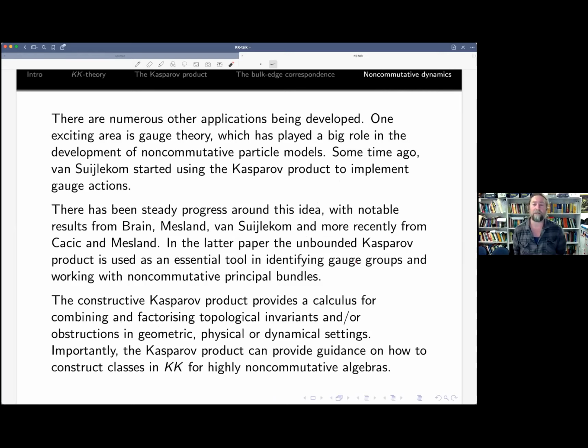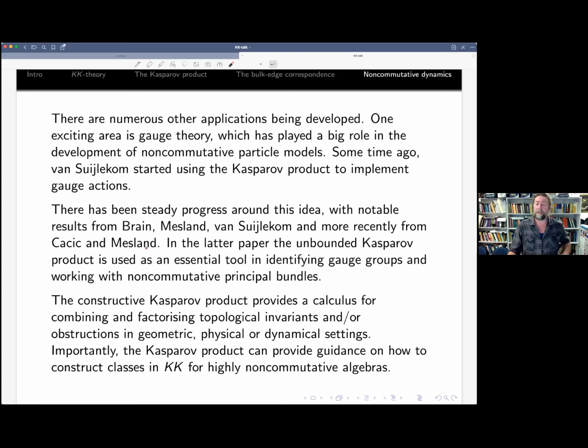Walter, whose smiling face I can see right there, started using Kasparov products to do gauge theory some time ago. I can't remember how long ago now. And there's been steady progress around that. I mentioned the work of these guys on Hopf fibrations, but more recently there's work by Kacic and Mesland who actually use the unbounded Kasparov product as a tool to identify gauge groups and work with non-commutative principal bundles.